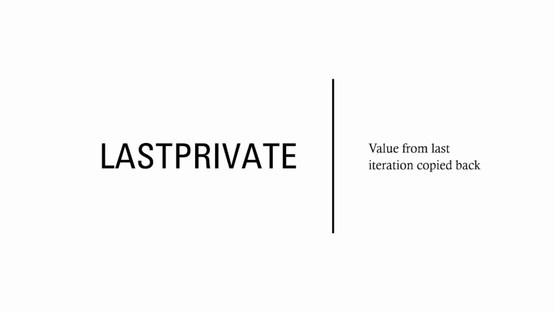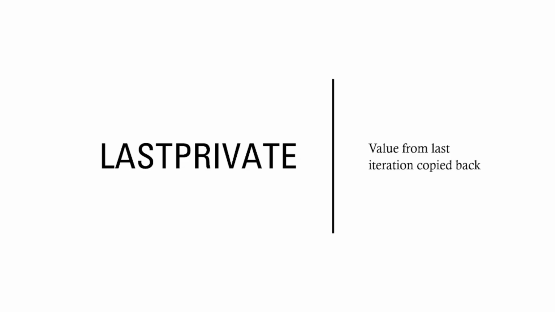So here the last refers to the sequential order of iterations, not the thread that finishes last. So OpenMP determines which operation is considered the last logically. If you take an example scenario, in a loop running from i equal to 1 to 100, the value corresponding to i equal to 100 is considered the last iteration. So lastprivate ensures that this final value is saved back to the original variable.